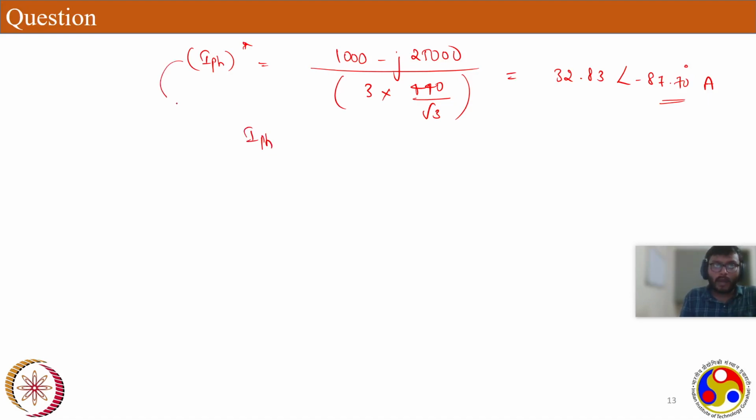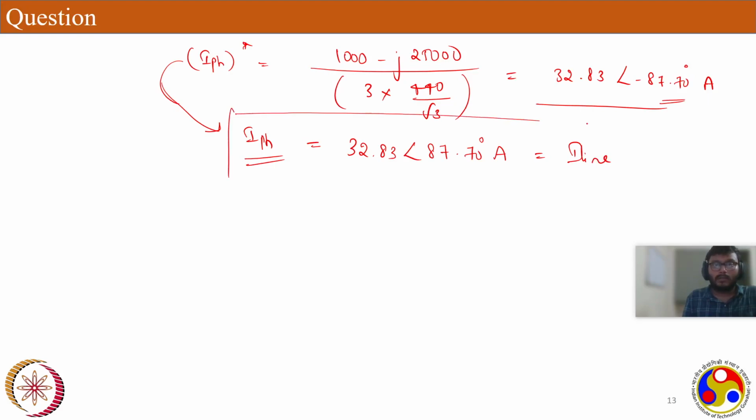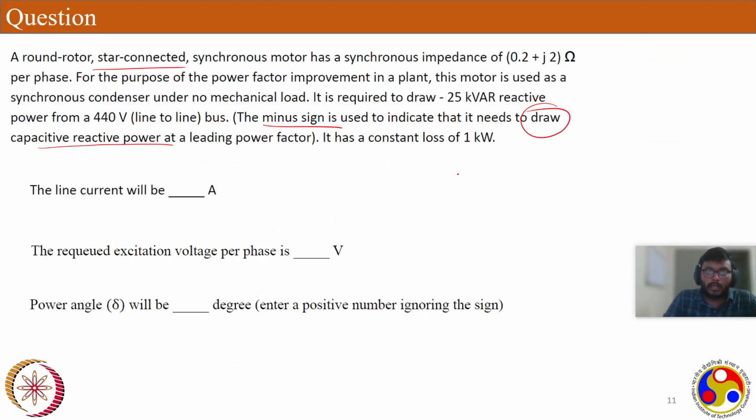This is I phase star. We need the I phase current. This is the complex conjugate, so take the conjugate of this one. We just have to multiply the angle with minus, giving 87.70 amps. This itself is the line current anyway. This is a star connected one, so I phase equals I line equals this much. This is what the first question is: line current will be dash amperes.